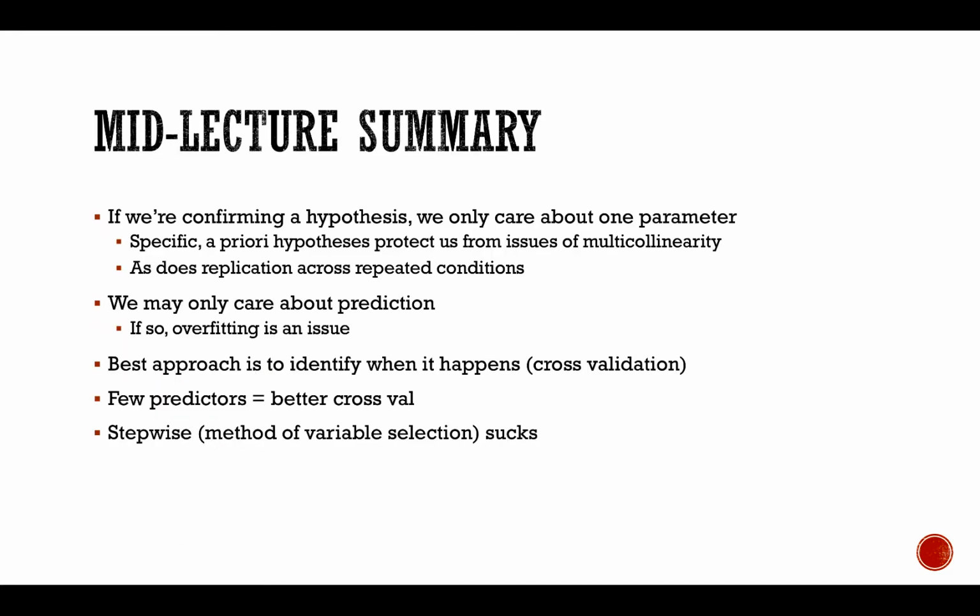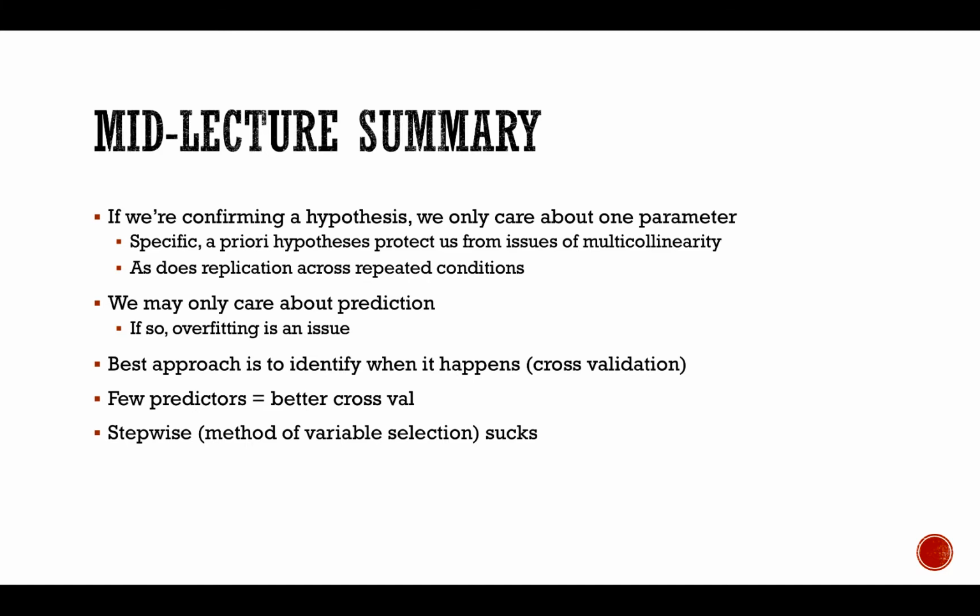Yeah, thank you. So, mid-lecture summary: if we're confirming a hypothesis, we only care about one parameter, then very specific, strictly confirmatory a priori hypotheses protect us from issues of multicollinearity.